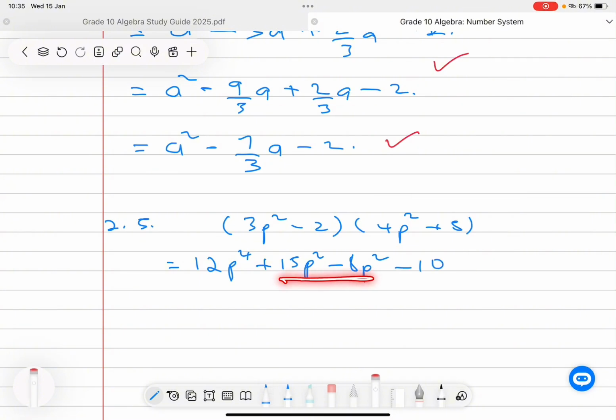Now we have to combine these middle terms because they are like terms, so that we then have 12p to the power 4, and 15 minus 8 should give you a positive 7p squared, minus 10. So the marking again here will be 1 mark for simplification and 1 mark for the final answer.